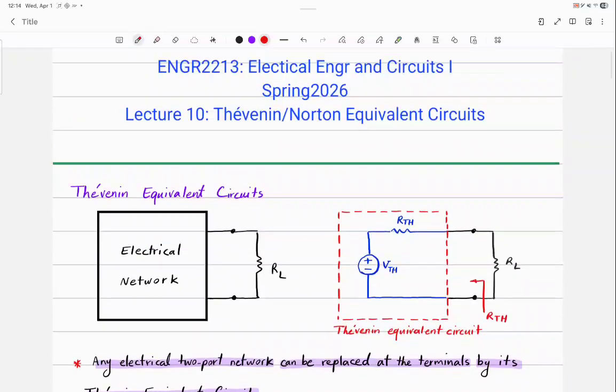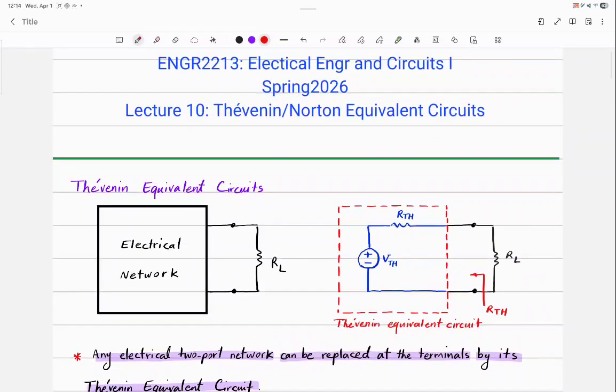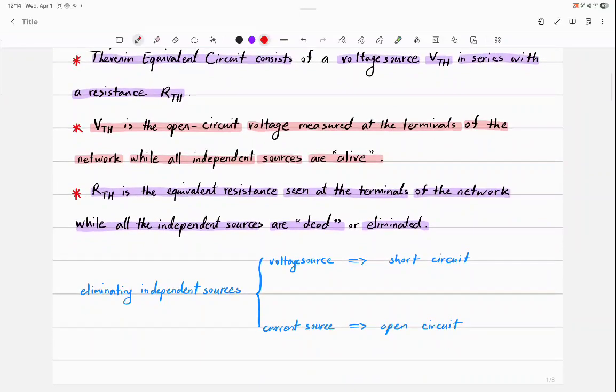Okay, how do we kill independent sources? How do we kill a voltage source? How can you set the voltage to 0? Wire. Wire is a voltage of 0. How can you make a current source dead? By opening it, because the current becomes 0, right? So remember, voltage source, short circuit; current source, open circuit.